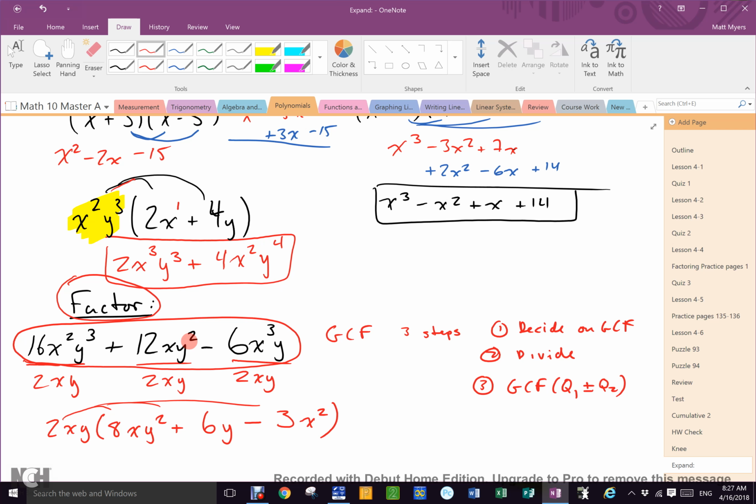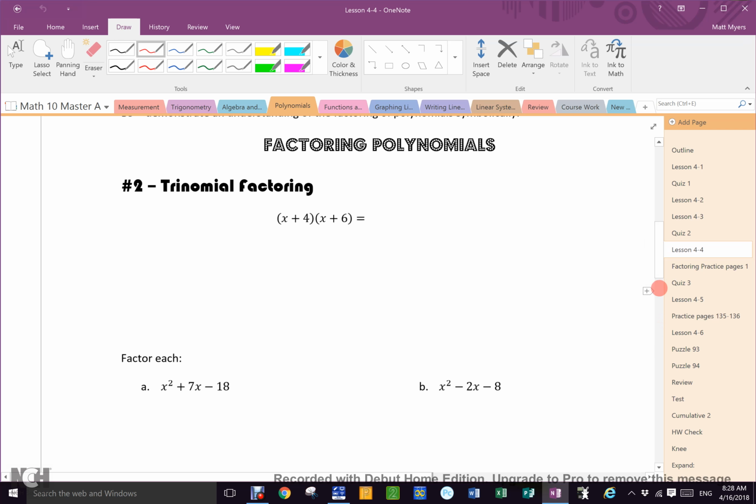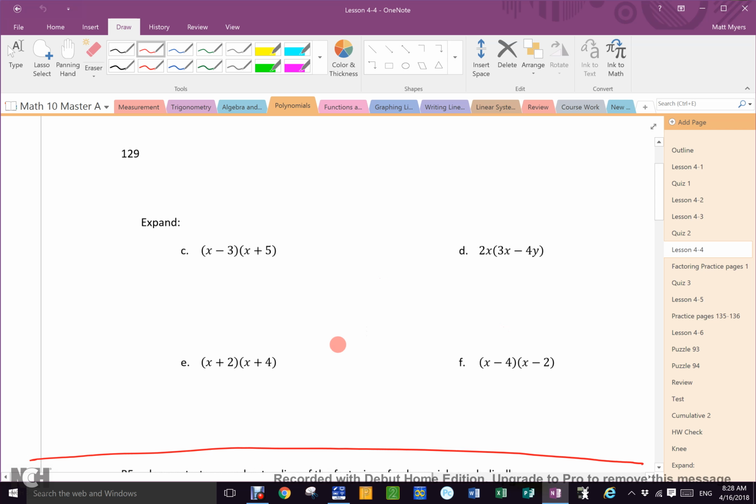Okay. I left you with what work? I cannot remember. Oh, 128. We got up to 128, and then I wanted you to do this little bit of 129, which was just expansion, just extra practice there. This one we just did, x squared plus 2x minus 15.